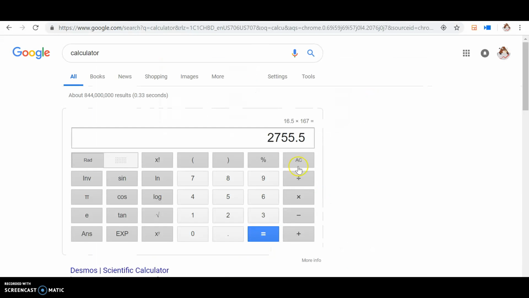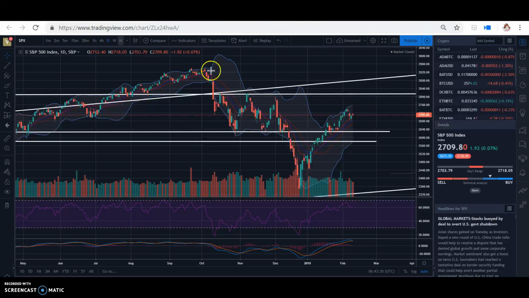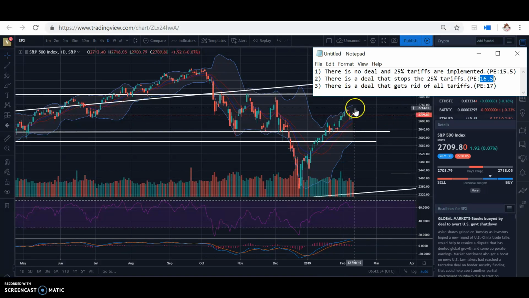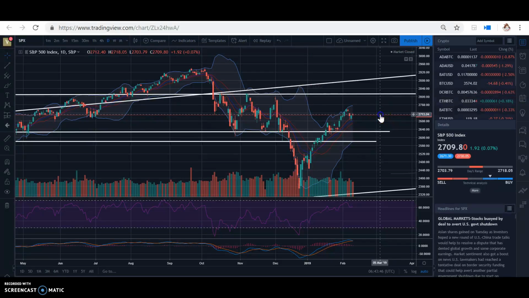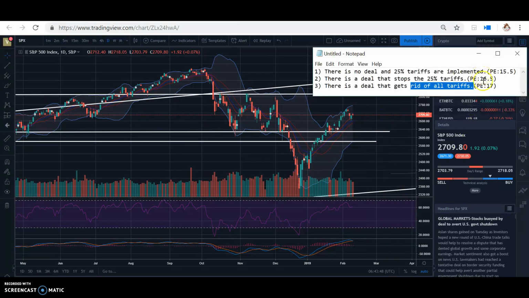So what I calculated here is the S&P 500 value in that scenario. As you can see here, it's still going to be higher than where it is now in that scenario. So it's not all looking bad, right? And basically, number 3 is that by March 1st, there's a deal that gets rid of all tariffs, right? And this will be really good for the market. I think the market will react really strongly to this. And I think the market will actually increase its PE in that case. I think it will increase to 17 over time.